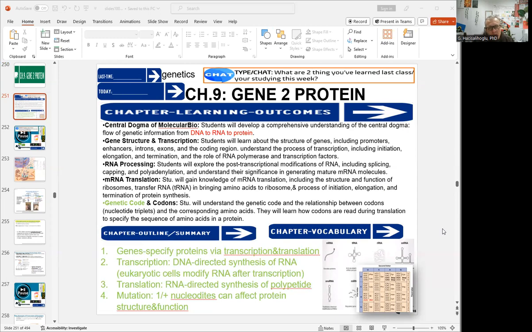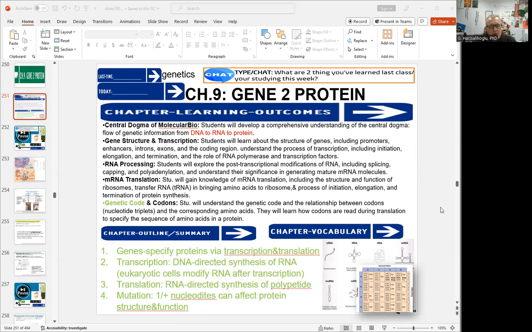We'll also talk about gene structure and transcription. Transcription is basically DNA directed, and you will learn about genes, promoters, enhancers, introns, exons, coding regions, transcription initiation, elongation, and termination, and also RNA polymerases and transcription factors. The next subtopic is RNA processing, especially in eukaryotic cells, where we explore post-transcriptional modifications of RNA.